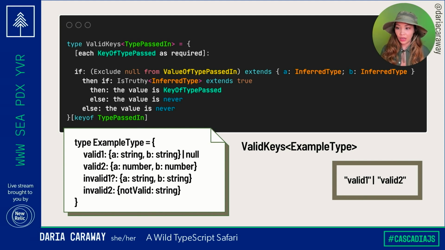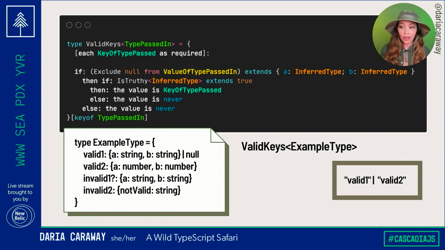Valid2 is valid because A number, B number does successfully extend our object structure. TypeScript can infer the type to be number. Number is truthy, so valid2 is valid and it will get put on our output, which is the valid keys.